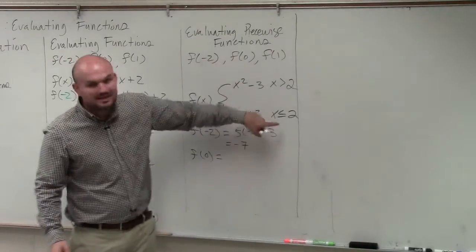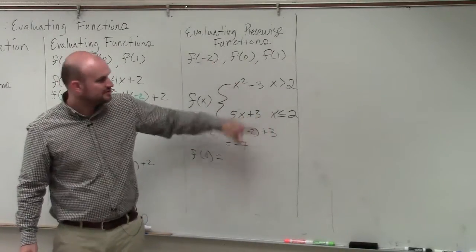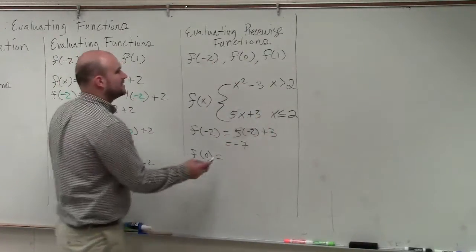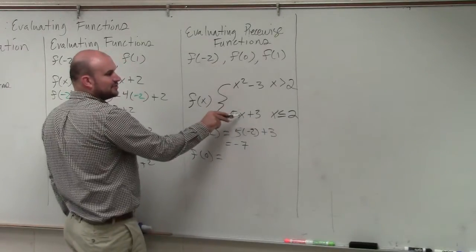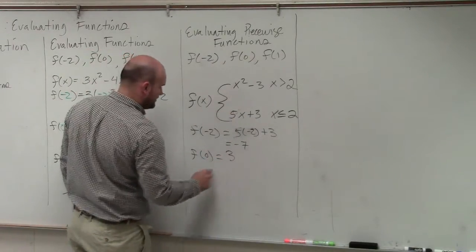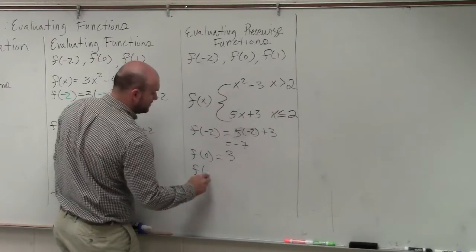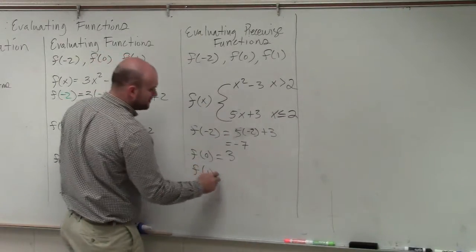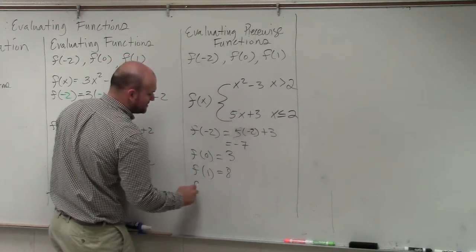all these values are less than or equal to 2, right? So you're just going to plug them in for each one. Let's do this kind of quickly. For 0, 5 times 0 would be 0 plus 3 is 3. If I did 5 times 1, 5 times 1 is 5 plus 3 is 8. And let's just do one for fun.